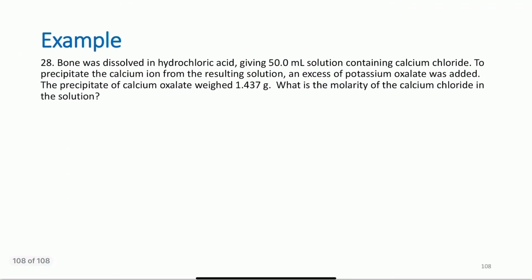And our last example. Bone was dissolved in hydrochloric acid, giving 50 milliliter solution containing calcium chloride. To precipitate the calcium ion from the resulting solution, an excess of potassium oxalate was added. The precipitate of calcium oxalate weighed 1.437 grams. What is the molarity of the calcium chloride in the solution?